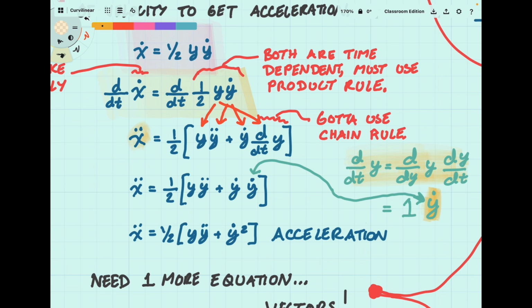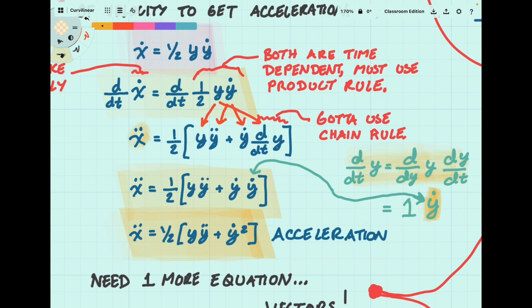Plop that into our expression and we get the full equation for acceleration, which is, in this case, the relationship between x double dot and y double dot, Vx and Vy. Now in this case, down here, either one, same expression, we know y at the point of interest and we know y dot at the point of interest because y was given and y dot, we solved that in the first part of the problem.